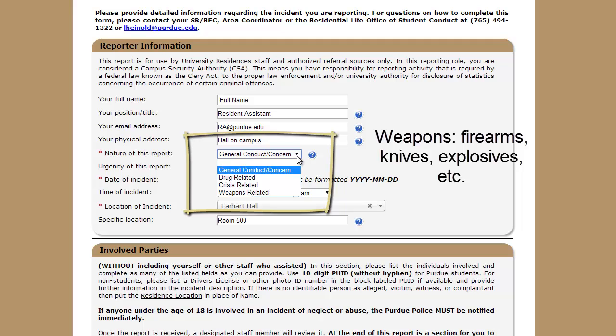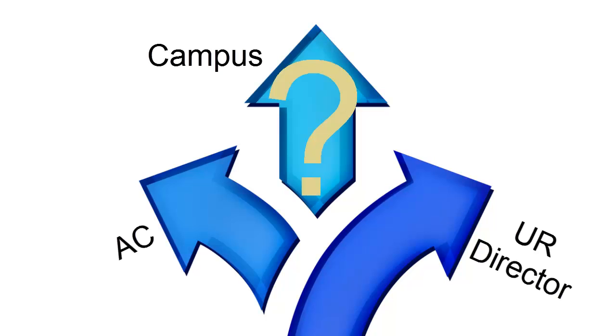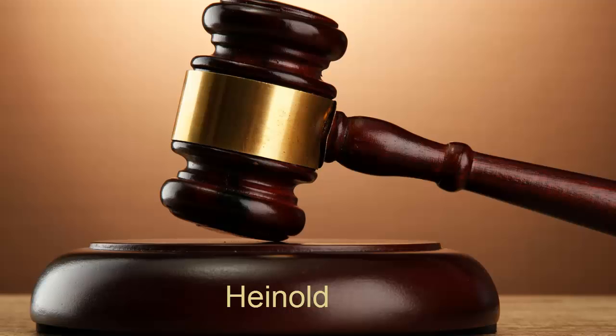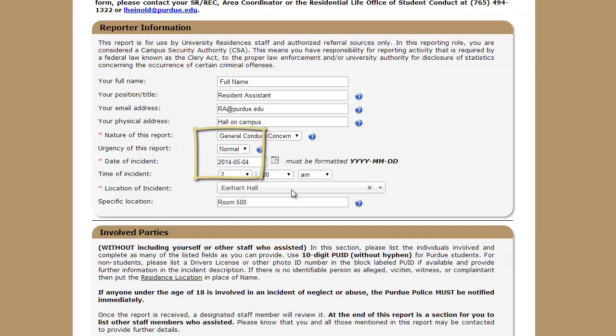If you are unsure, ask someone else. It is important to label these correctly due to routing rules. General conduct concern items go to the AC of the hall the IR was filed for. All others will go directly through Lisa Heinold, who handles student conduct issues of more serious scales. You don't want a crisis situation labeled as general conduct concern because it will be routed incorrectly and will take longer to reach the proper personnel.